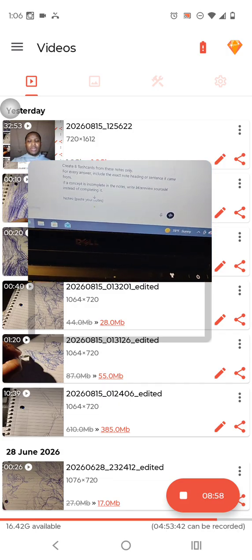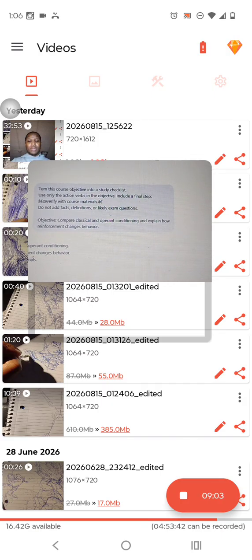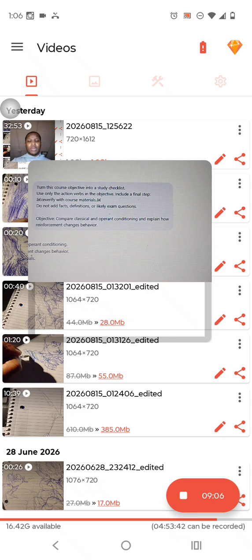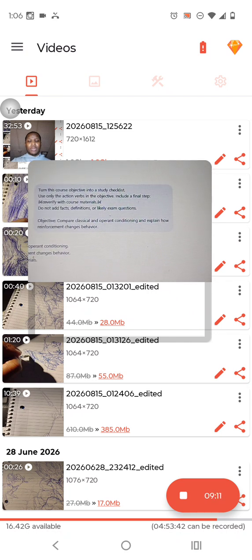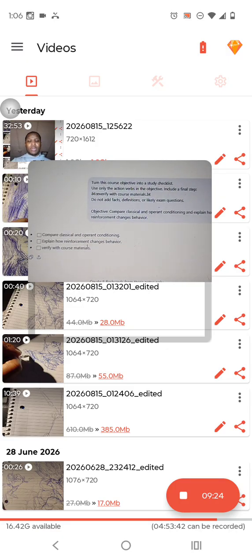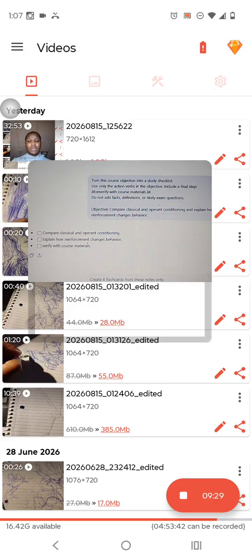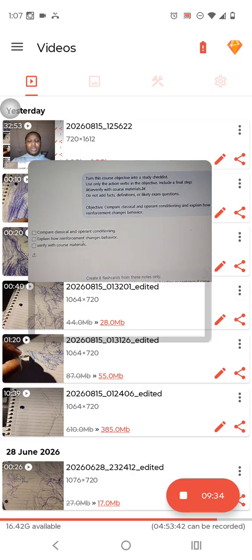So here's the first prompt. Turn this course objective into a study checklist. Use only the action verbs in the objective. Include a final step: verify with course materials. Do not add facts, definitions, or likely exam questions. The objective is: compare classical and operant conditioning and explain how reinforcement changes behavior. The answer shows 3 different points that answer exactly what is spoken of in the prompt, based on the information it gave.